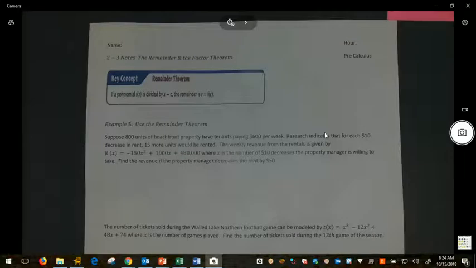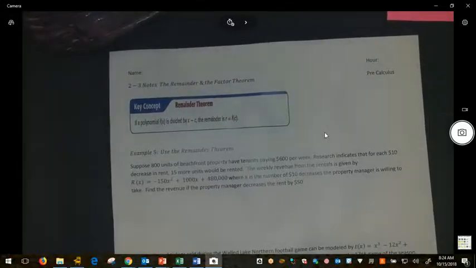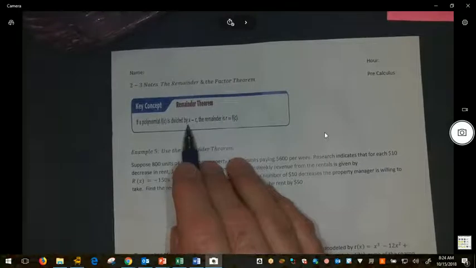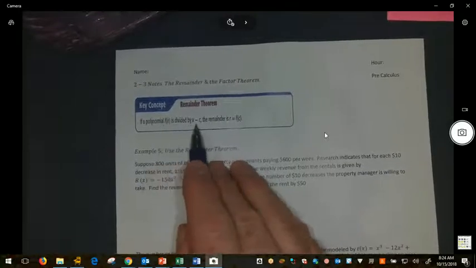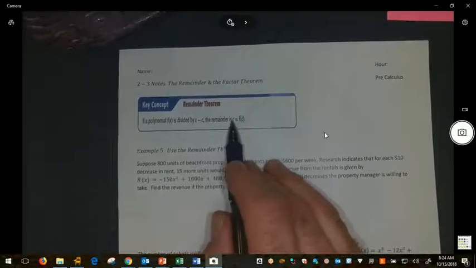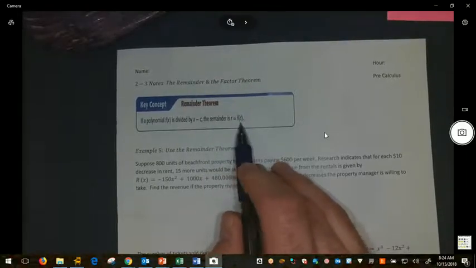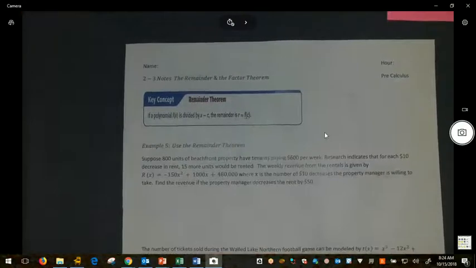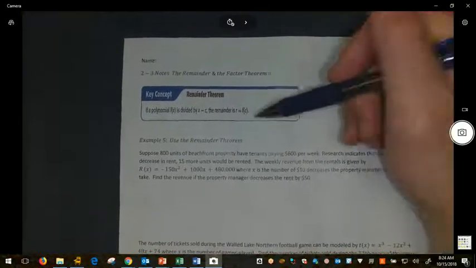We saw that if a value was a zero of the function... actually, we looked at the remainder theorem, which said that if we have a polynomial divided by x minus c, and the remainder is r, then r is really f of c. We looked at that in our exploration in class. So we're going to use that here.